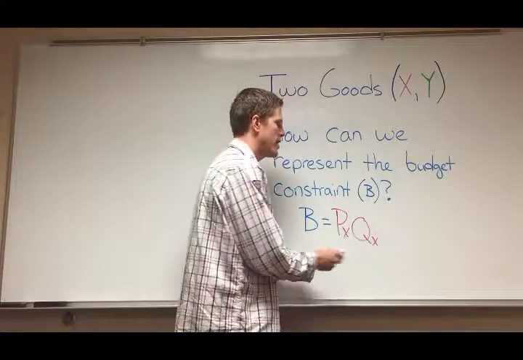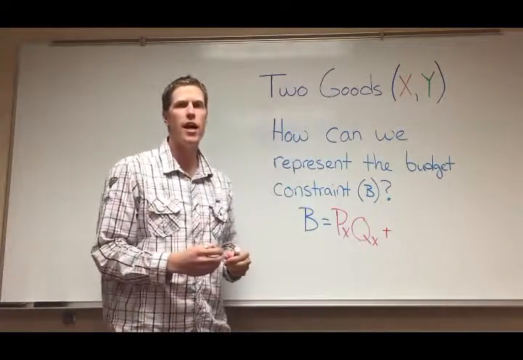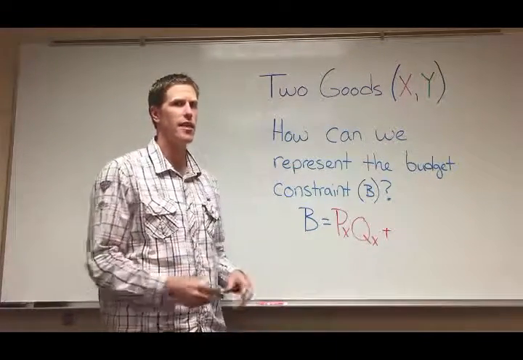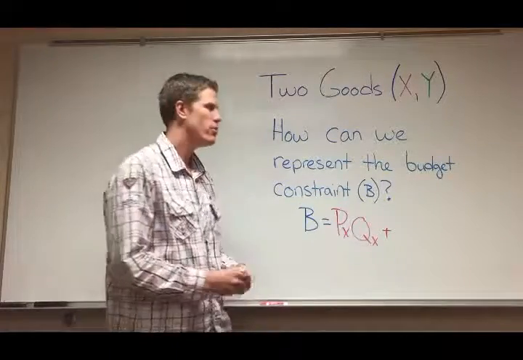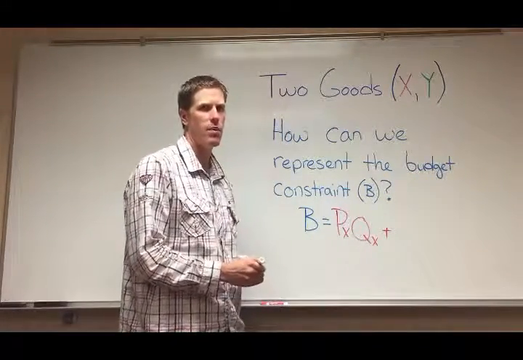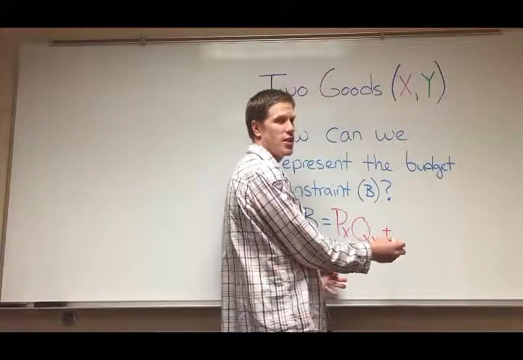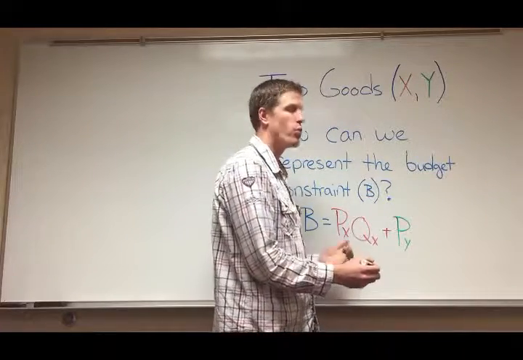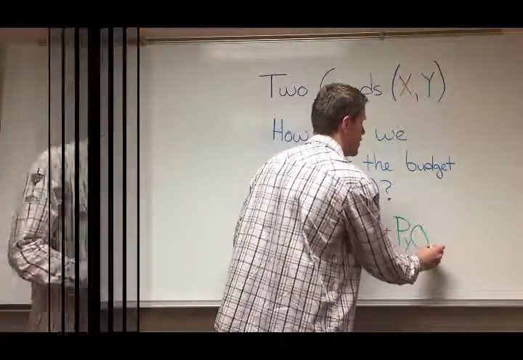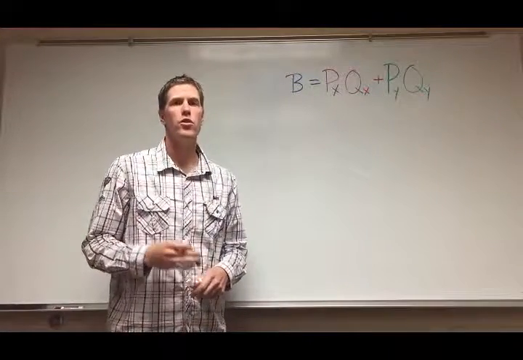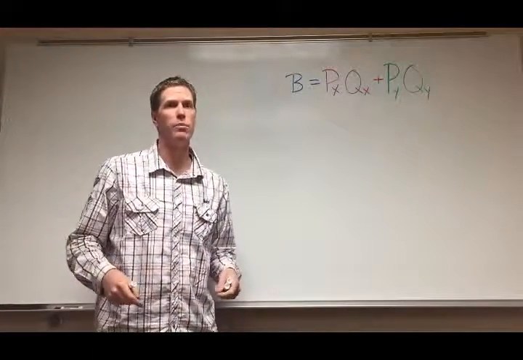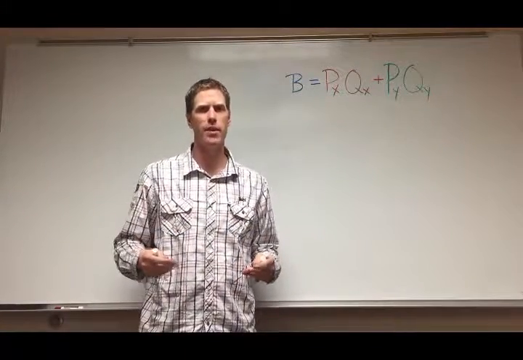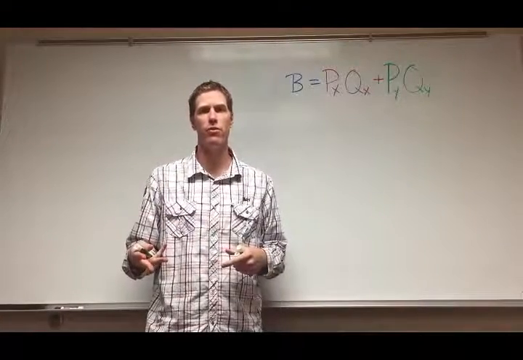But then, in addition to that, we also have to consider that there's another good Y, and we have to do the exact same thing. Our total budget will be not only the price of X multiplied by how many X we get, but also the price of Y multiplied by how much Y we consume. So here we have our budget constraint in mathematical form. If we want to take it out of mathematical form, we can do a little bit more math to do our thought experiment, to see how we can take it from the math to a graphical form.